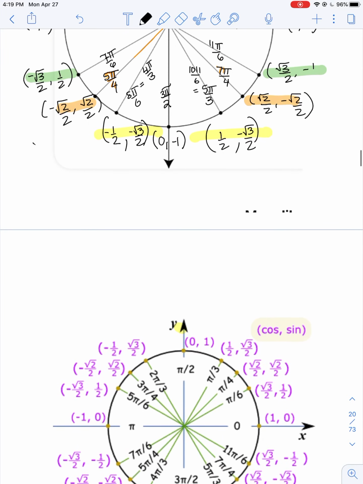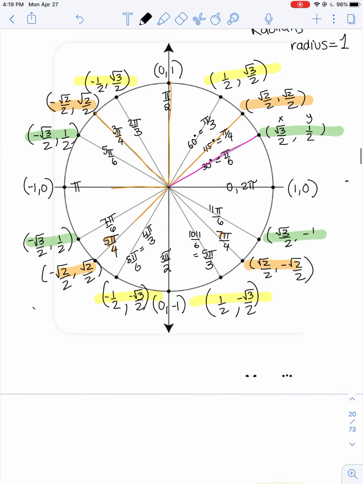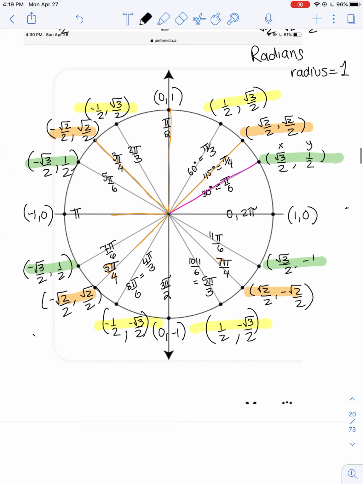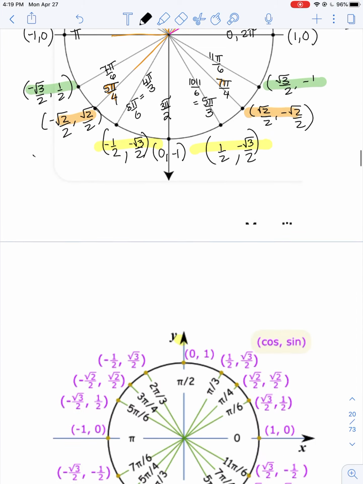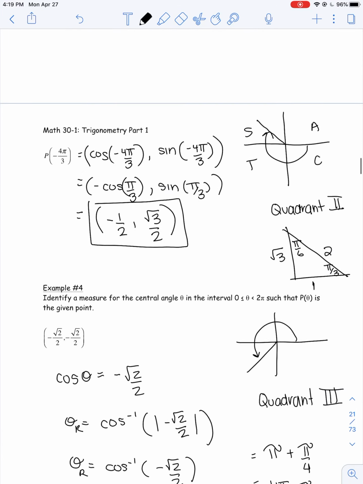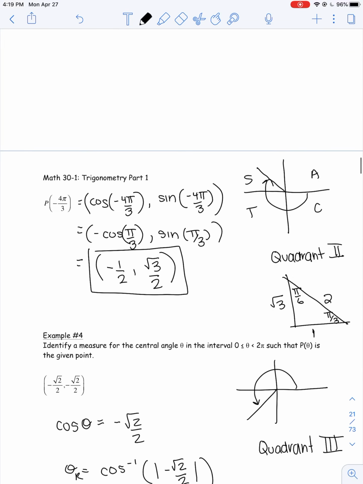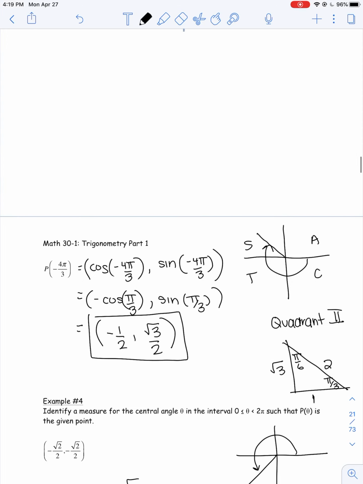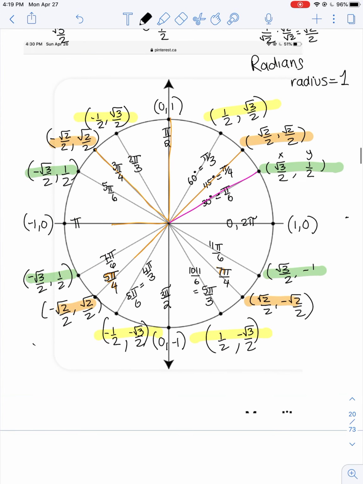Okay, going on. So I just want to show you that if you Google the unit circle, you'll get the chart that I just created. I want to show you how I create these values with understanding and with logic versus memorizing stuff. Okay, so our next example, we just have to look at negative 4 pi over 3.